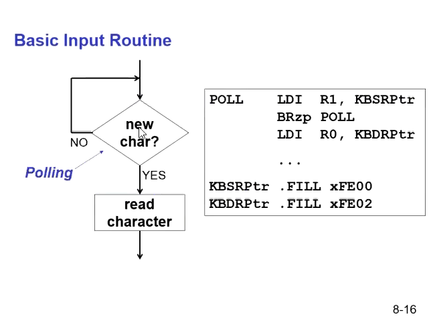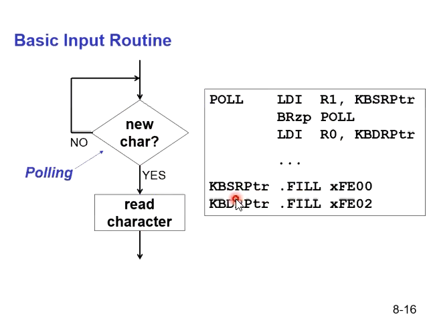Here we have the flowchart. We have the basic input routine, and we have a polling mechanism to check whether we have a new character from our KBDR. And this is the small section of the program for checking if we have a new character, and if yes, we go out.